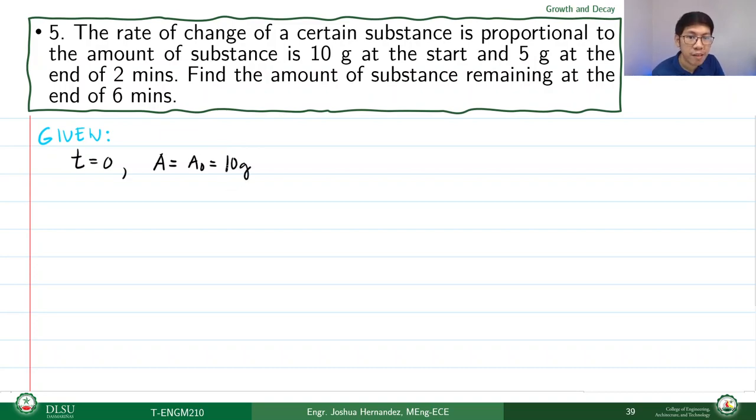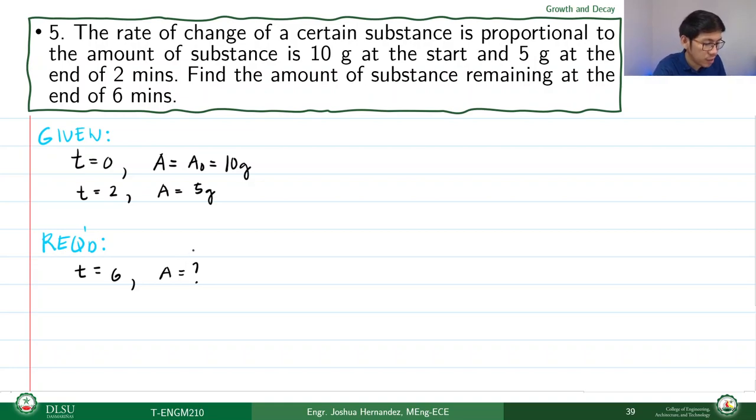Okay. And 5 grams at the end of 2 minutes. When t is equal to 2 minutes, the amount is 5 grams. So it was halved after 2 minutes. What is being asked is what remains after 6 minutes. So, what will be the amount remaining at the end of 6 minutes?